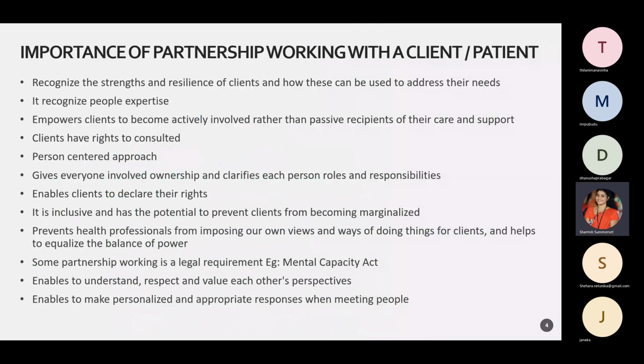Now we'll see why partnership working with the client or the patient is important. When we take the hospital setup, we address the people as patients, but now we are normally encouraging people not to address them as patients; it is better to address them as clients, right? So why do we need to have partnership working with a client?